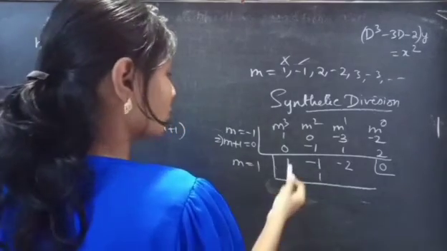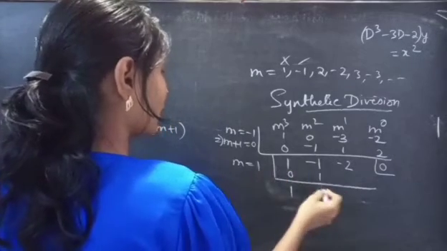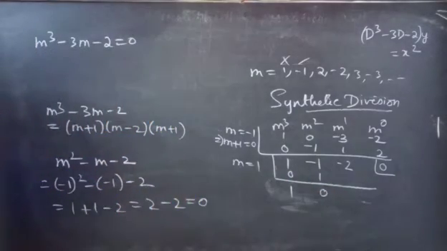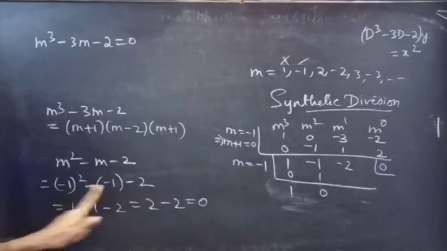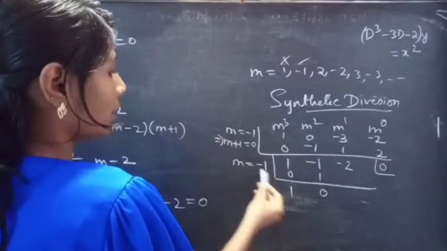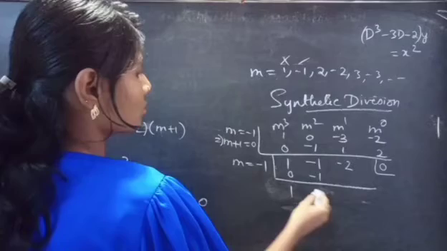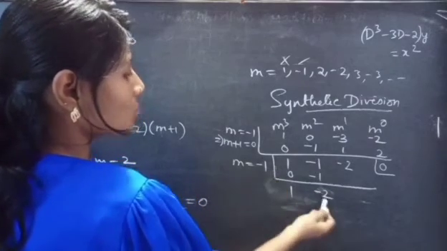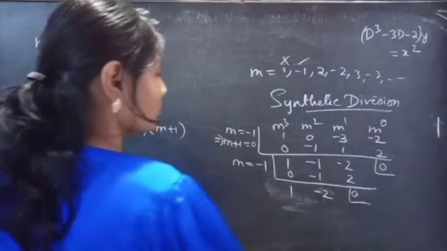Minus 1 plus 1, 0. 1 into 0. 1 second. See, we have to check for m equals to minus 1. Then we'll get minus 1 into 1, minus 1 minus 1, minus 1 is minus 2. Minus 1 into minus 2 is plus 2. Minus 2 plus 2 is 0.